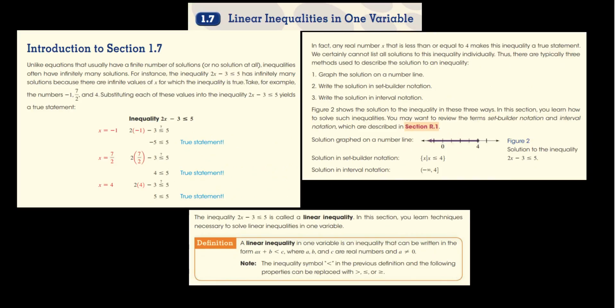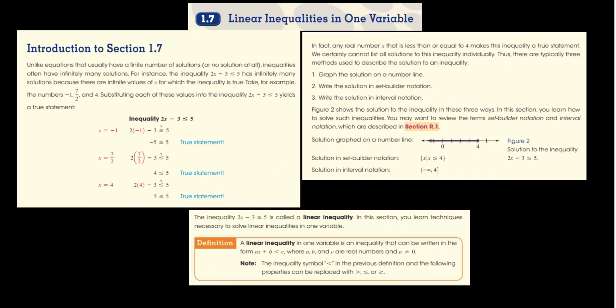The inequality 2x minus 3 is less than or equal to 5 is called a linear inequality because we have a first degree polynomial, right? We have the x raised to the first power there. In this section, you learn techniques necessary to solve linear inequalities in one variable.